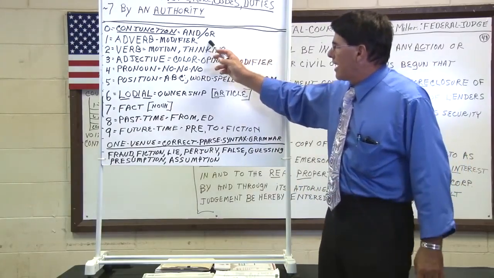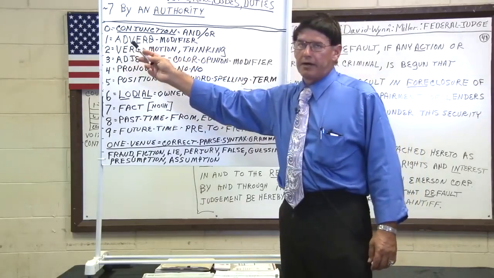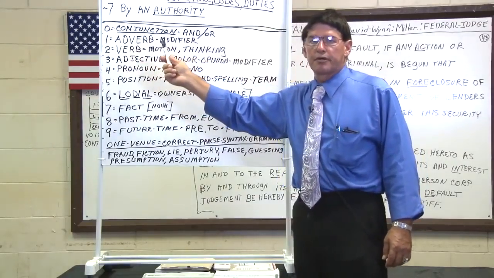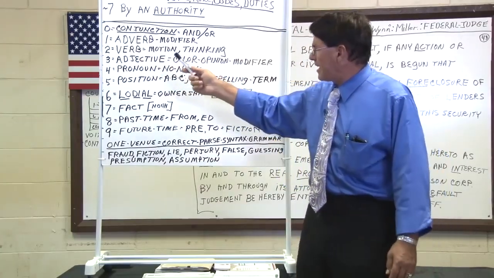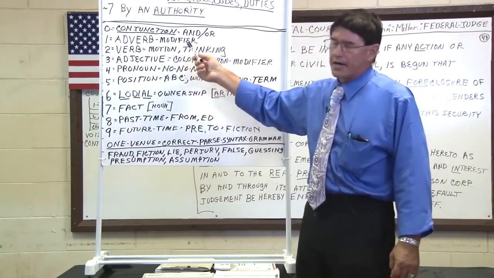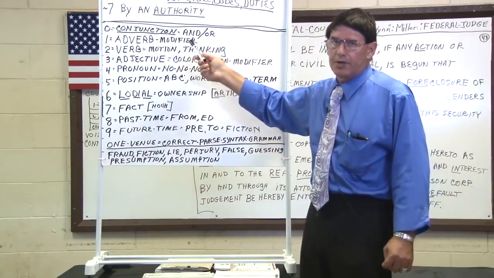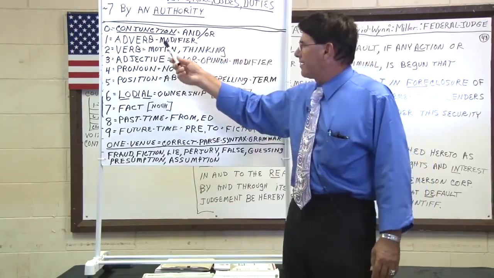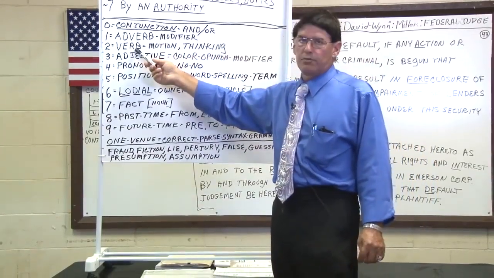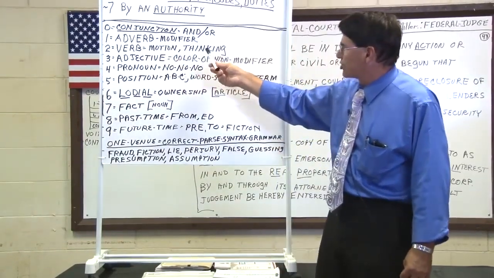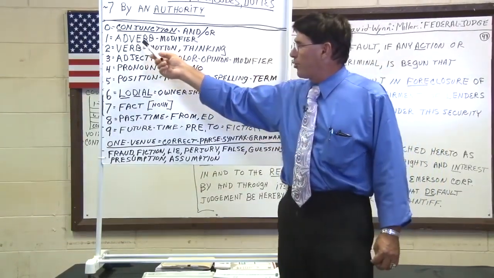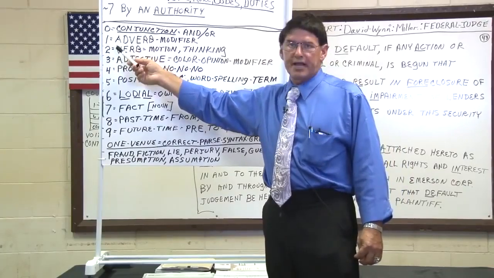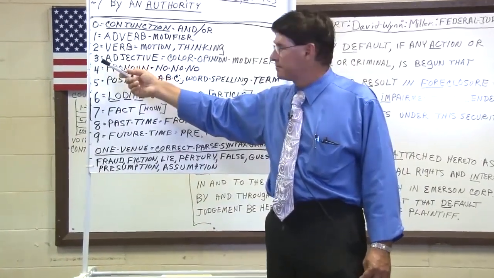Now the adverb, we gave a 1 because the adverb is used more than any other word, and the adverb is a modifier. It modifies the speed of which something is going to be modified at. Now the adverb will modify a verb, which is thinking or motion. So when you have a 1 in front of a 2, it's an adverb creating a verb.